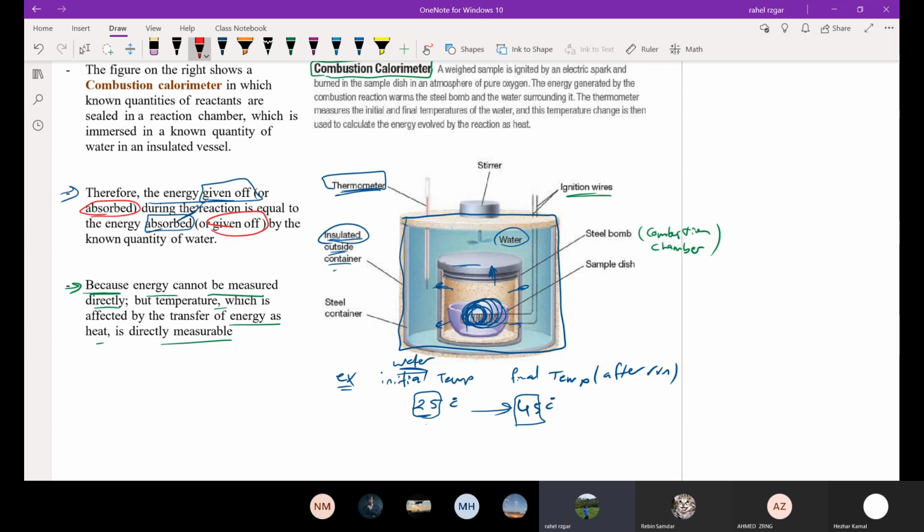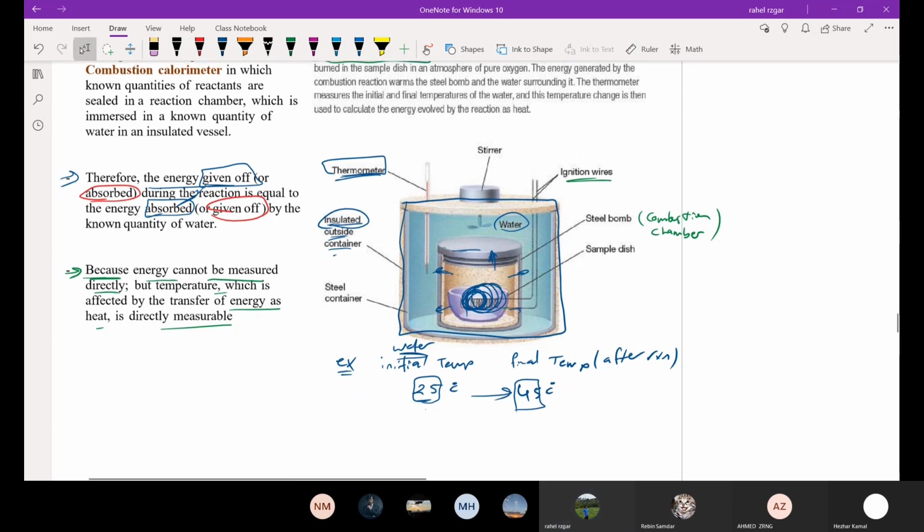So, and in order to distribute the energy equally among the water, there is a stirrer here.